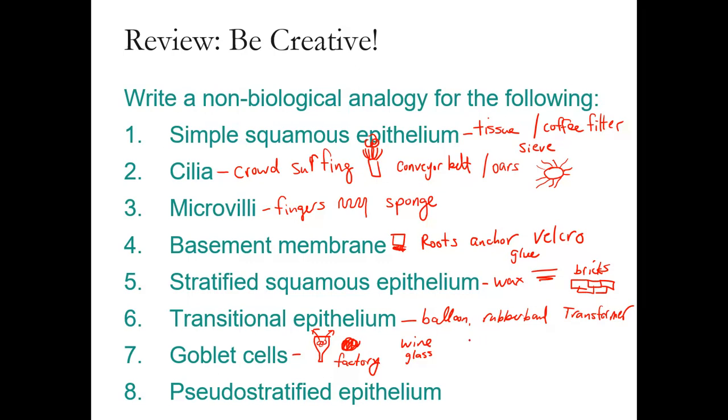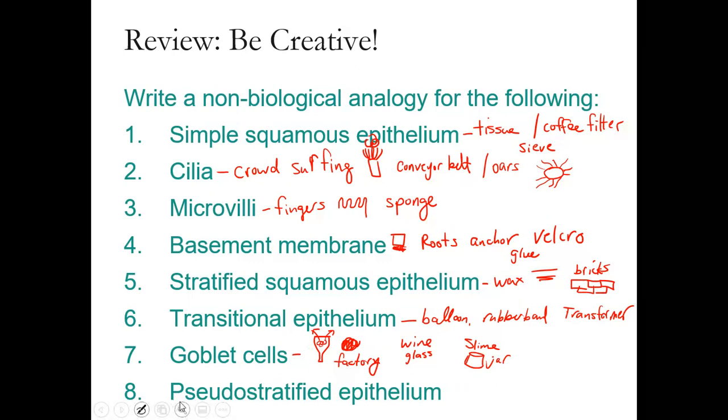You could think of it as a slime. People make slime. They come as little jars of slime. I guess you can buy it. It's a slime jar, whatever, anything along those lines that associates it with mucus. And then last one, pseudostratified epithelium.